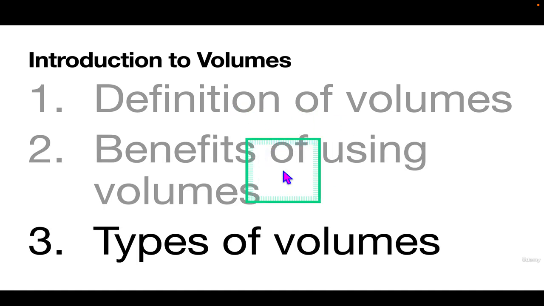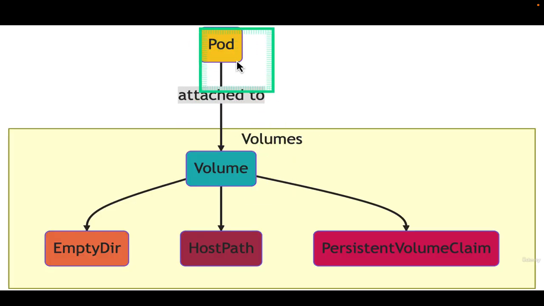Types of volumes include emptyDir, hostPath, and persistent volume claim, among others. So a pod gets attached to a volume, and this volume can be emptyDir, hostPath, or persistent volume claim.